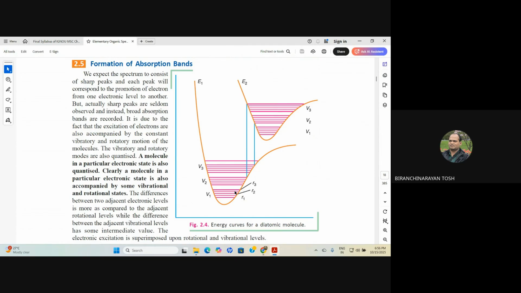So as I told, a change in electronic energy level requires more energy than a change in vibrational energy level, which requires more than a change in rotational energy level. So when electronic transition occurs, that means the electron jumps from E1 to E2, translatory motion will be there. Simultaneously, its vibrational and rotational energy levels will also change.